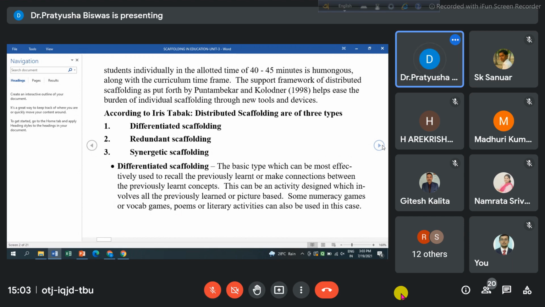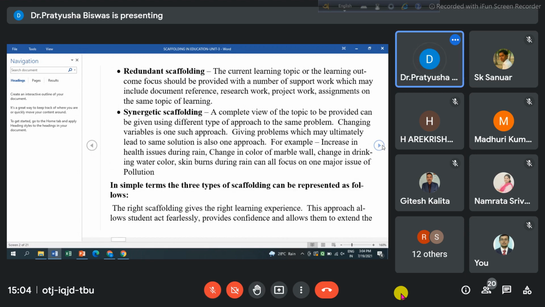But moving on, according to Iris Tabak, distributed scaffolding is of three types: differentiated scaffolding, redundant scaffolding, and synergetic scaffolding. I am not discussing much about these because the theory is very simple. When you read it, you will be able to understand what exactly scaffolding is all about.